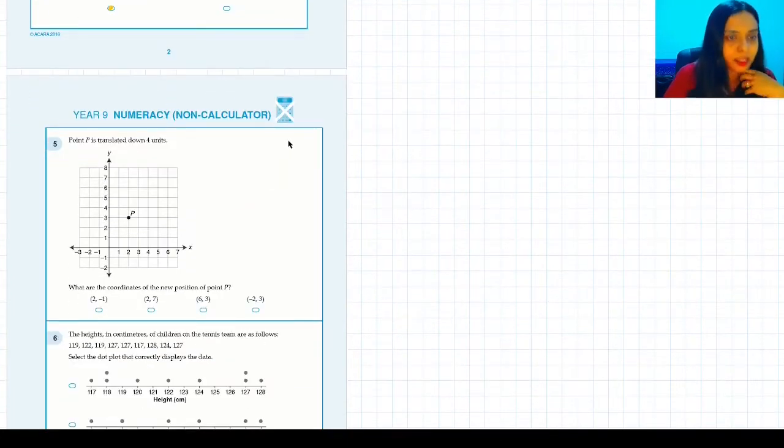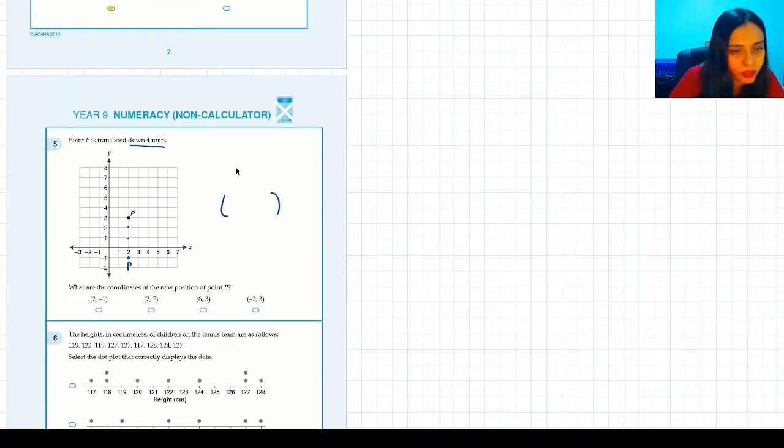All right, let's look at question 5. Point P is translated down 4 units. What are the coordinates of the new position of point P? So if it's translated down 4 units, we're going to go 1, 2, 3, 4, and end up here as the new coordinate. Now, when we write our coordinate, we always write our x coordinate first and then our y coordinate. The x coordinate for P, if I go up, is 2. And the y coordinate for P, if we look on the y-axis, is -1. And that's our first option here.